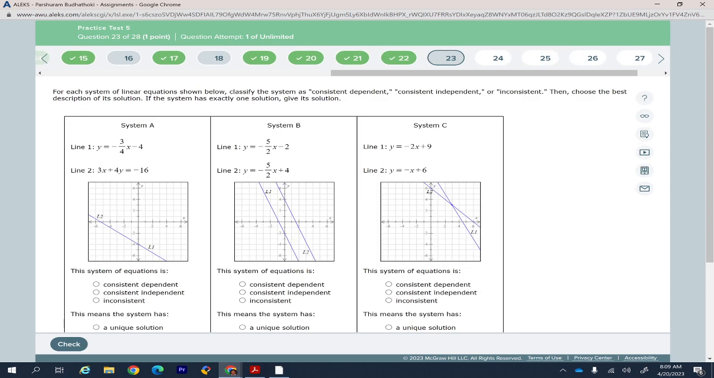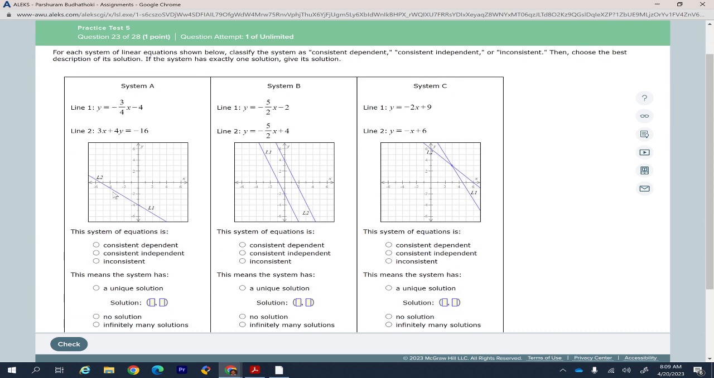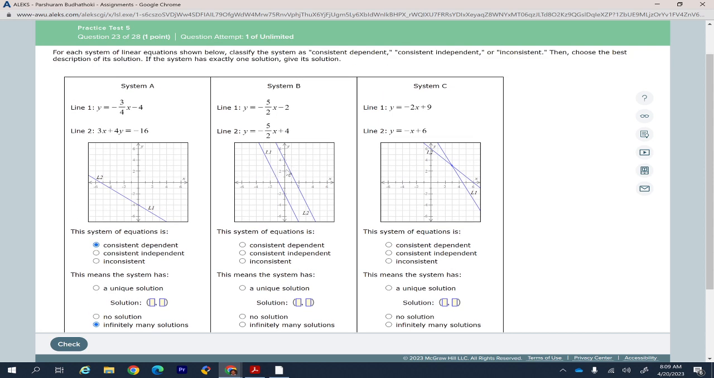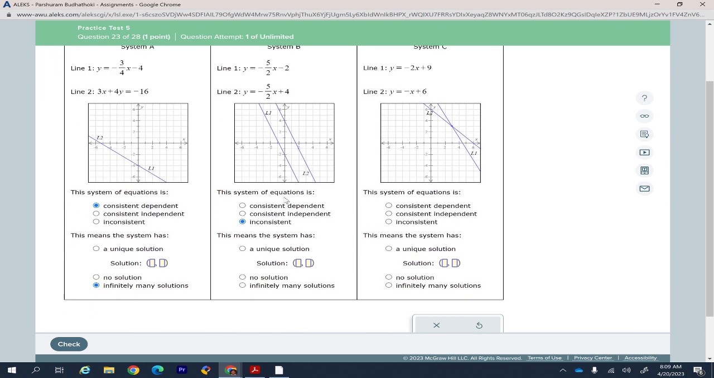Okay, for each system of linear equations given here, classify the system as consistent dependent, consistent independent, or inconsistent. So here L1 and L2, they are the same line, so they are dependent. Consistent means you can find the solution because there are infinite solutions, and they represent the same line, so it's called consistent dependent. And then solution is infinitely many, there is no one solution. Here, because they are parallel lines, they are inconsistent, meaning there is no solution, there is no intersection, so no solution.